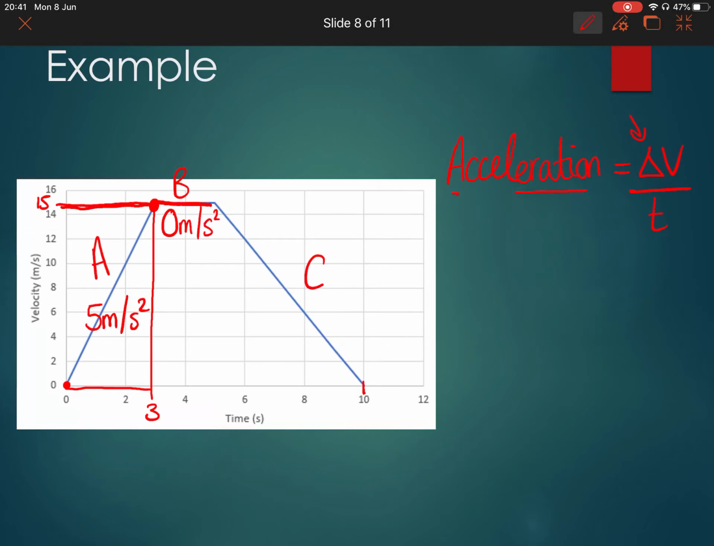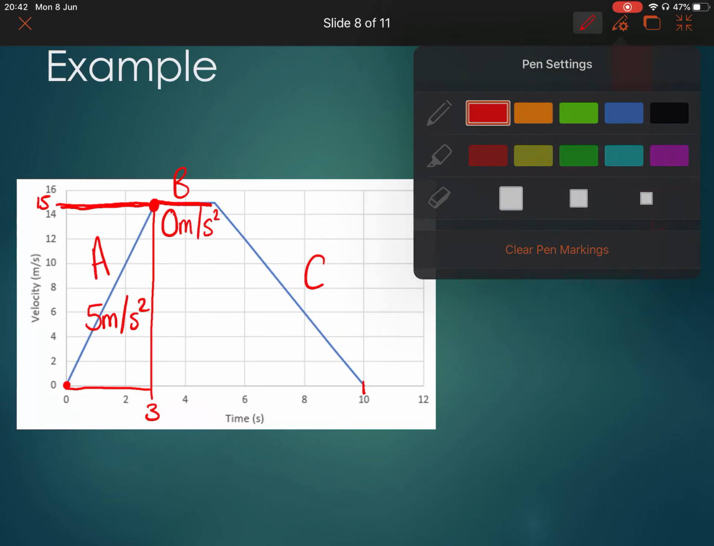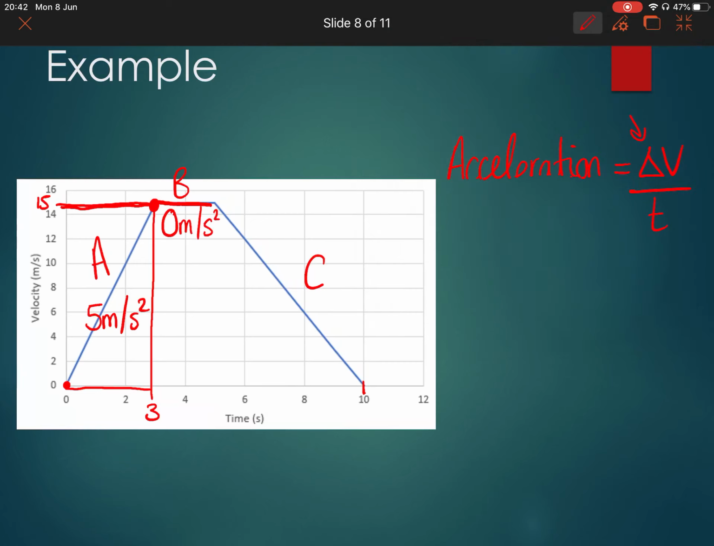So I'm going to keep that equation there. Acceleration is change in velocity divided by time. Again, change in velocity is the final velocity minus the starting velocity, and then divide by time. So section C goes from here to here. I'm just going to draw down to help me see everything I need to see.